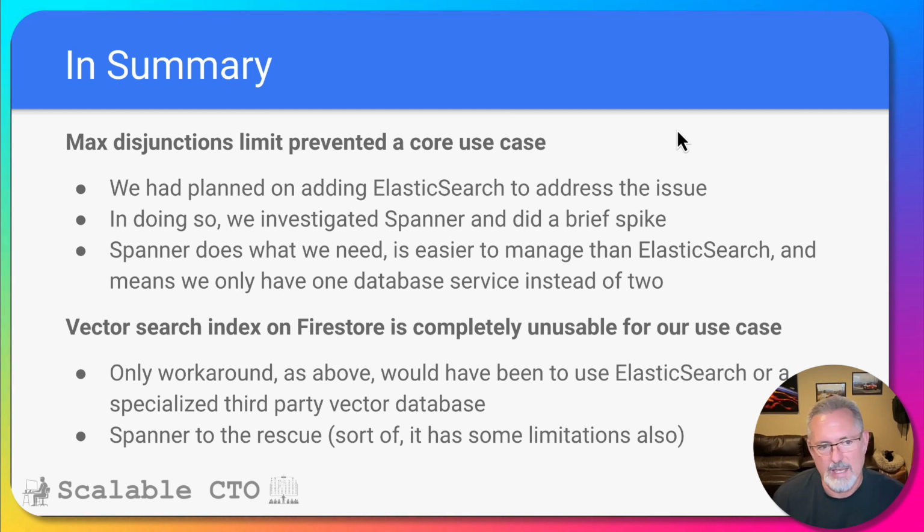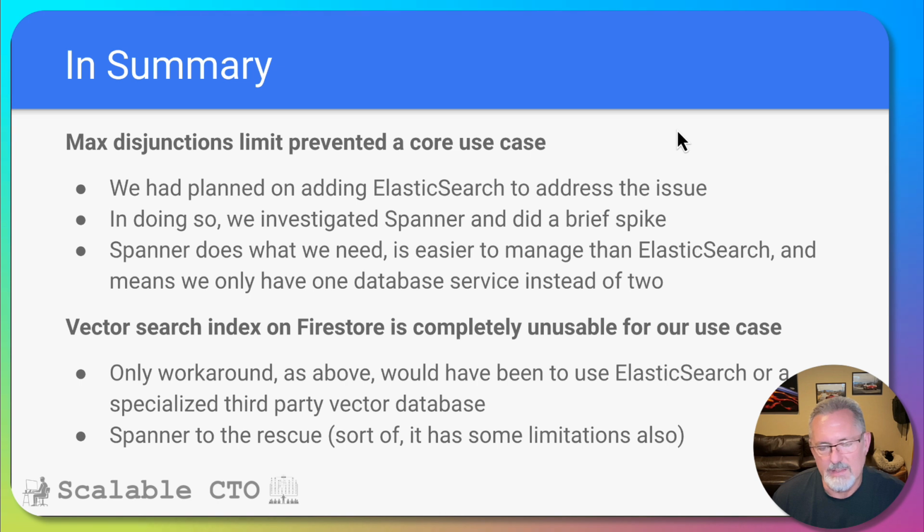And then once we started doing that, we were like, yeah, okay, great. We don't need Elasticsearch, and Spanner is a much better fit than Firestore was. The other issue was just the vector search on Firestore wasn't usable for our use case, which is the thing I just talked about. So having to have all those composite duplicate indexes and storing all that data, there just wasn't a good workaround for that.